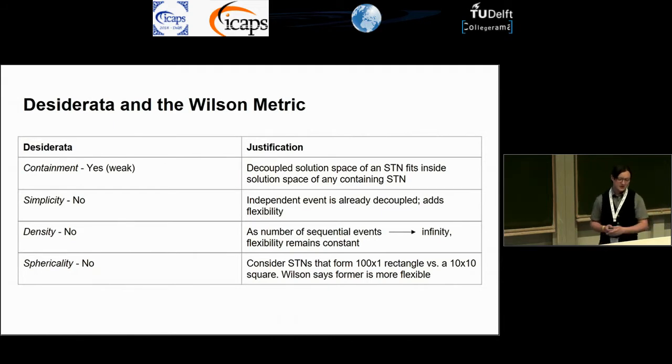We can compare that to an STN where we have two events that need to happen between 0 and 10. The solution space of this has the same volume as the previous one. The Wilson metric would assign it a flexibility of 20, once again adding the intervals because it's already decoupled. And the inscribed sphere would have a radius of 5, which is greater than 0.5 in the previous example. So we see here that the former STN would be considered more flexible by the Wilson metric, even though it has a much smaller inscribed sphere.